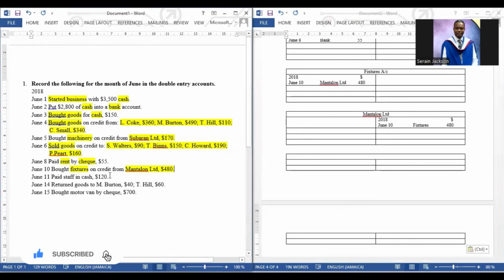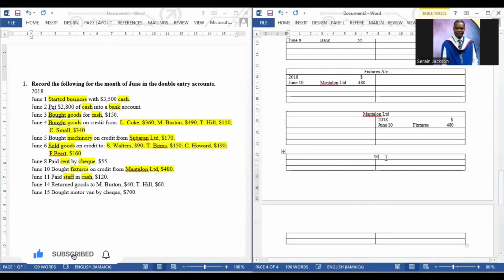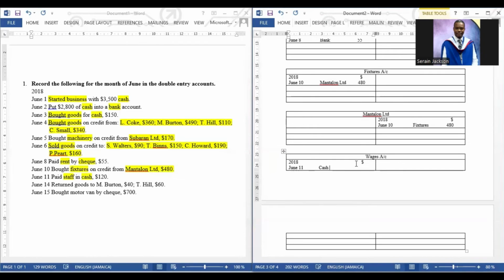Next transaction, paid staff in cash, right? Two accounts that you will need, staff, or you can say wages, and cash. So wages is an expense, right? So you know that we're going to debit that. That means that we're going to credit the cash account. So let's write our wages here. So this is our wages account, and we're going to debit it. So write in our date, and that is June 11, cash. And the amount is $120.